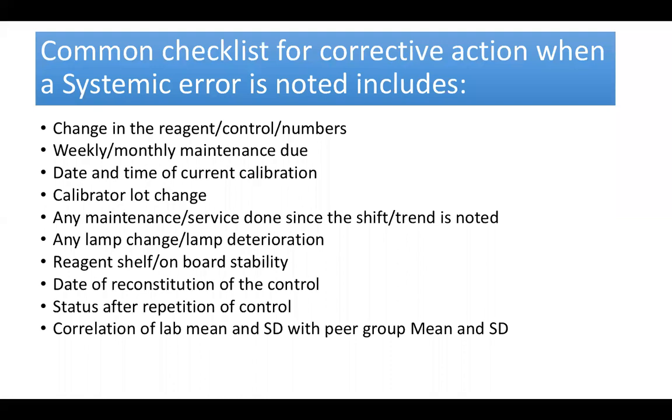See, one is systematic error. Systematic error means it is affecting all your results. Daily you are running control, so it is affecting every cycle. What may be the reason? Some change in the reagent, some change in the control. Suppose the control is not reconstituted properly, or a reagent is not stored properly.